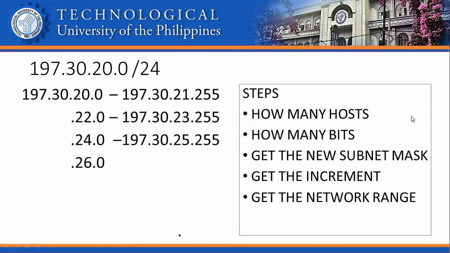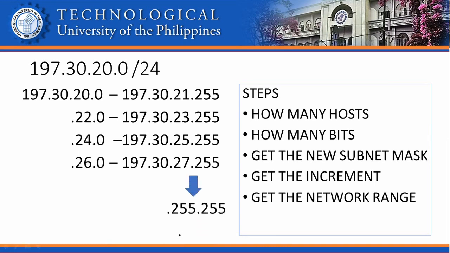23.255, 25.255, and 27.255. So on and so forth, hanggang maging 0.255, 0.255, which is yung pinakalast na value natin, o pinakalast na broadcast address natin. Okay, tapos na tayo mag-subnet.